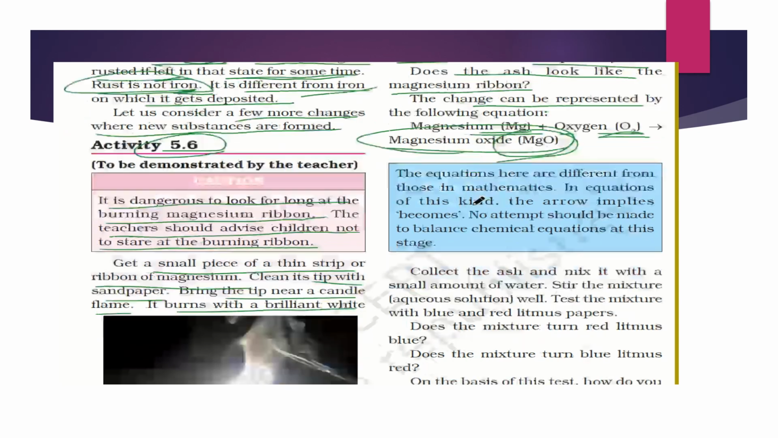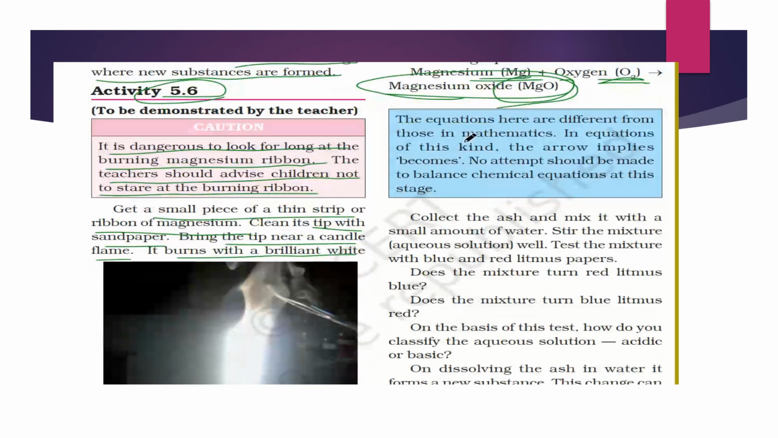The equations here are different from those in mathematics. In equations of this kind, the arrow implies what it becomes. So you are taking magnesium plus oxygen, and this arrow represents the compound which is formed. No attempt should be made to balance the chemical equation at this stage. So in 7th standard, no need to balance the equations, because in 8th and higher classes you will be doing this balancing of equations, right?